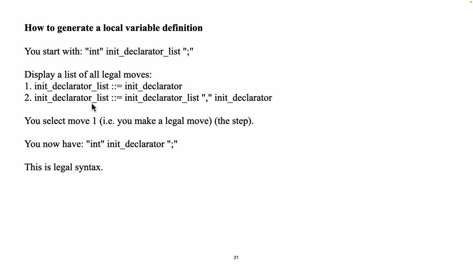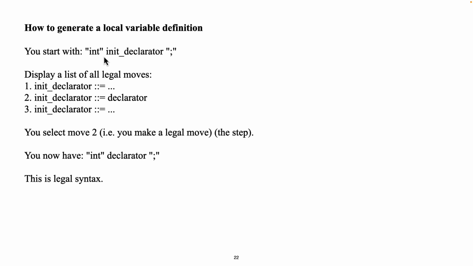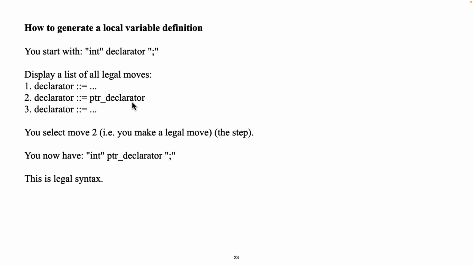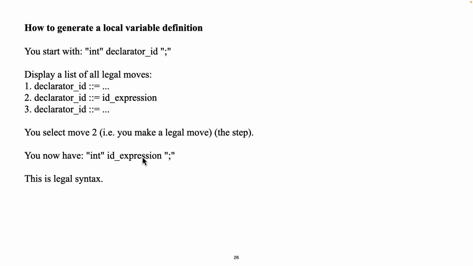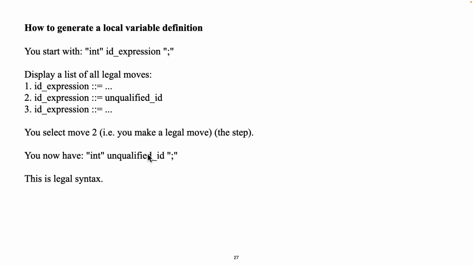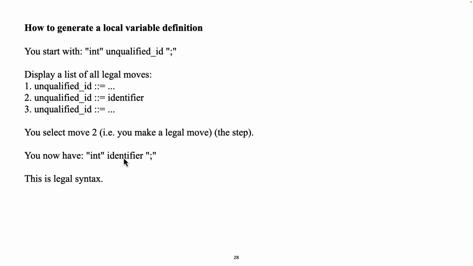And an init declarator list can be one or more. We'll choose 1. An init declarator can become a declarator, which can become a pointer declarator, or a no pointer declarator, or an ID declarator, or an expression ID, or an unqualified ID, which becomes an identifier, which is a terminal symbol. So int is terminal, identifier is terminal, semicolon is terminal. There's no more things to replace. So we've gone as far as we can go, and we have the guarantee that this is legal syntax.